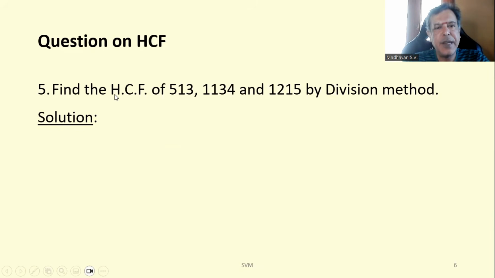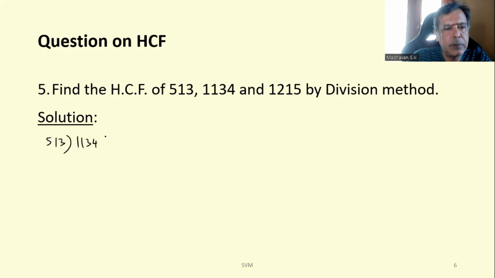Question on HCF. Find the HCF of 513, 1134, and 1215 by the division method. So first, we'll have to choose the least two numbers, that is 513 and 1134. Let us divide. It goes 2 times. We get 1026. The remainder will be 108. That remainder will become the new divisor, and 513 will become the dividend.